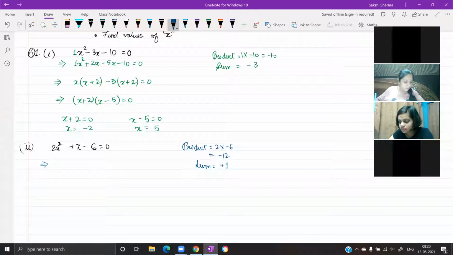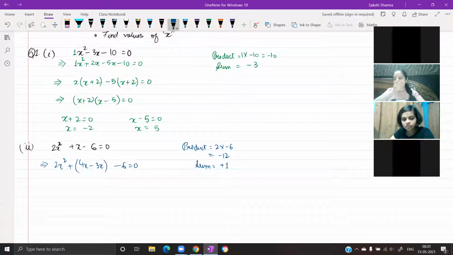Ma'am, write 2x square plus, bracket open, minus 12, and plus 4x minus 3x, bracket close, minus 6. Now you may regroup.